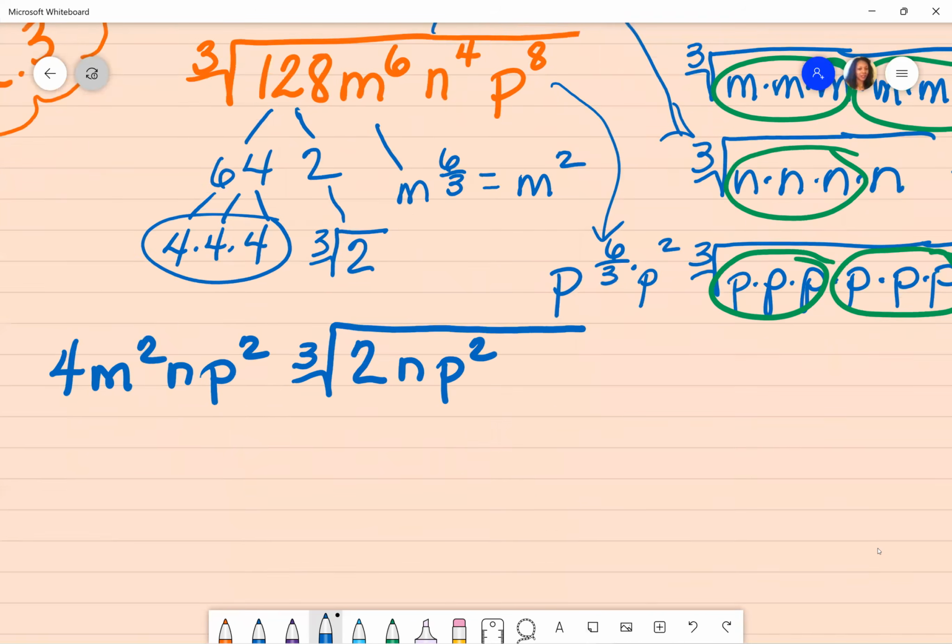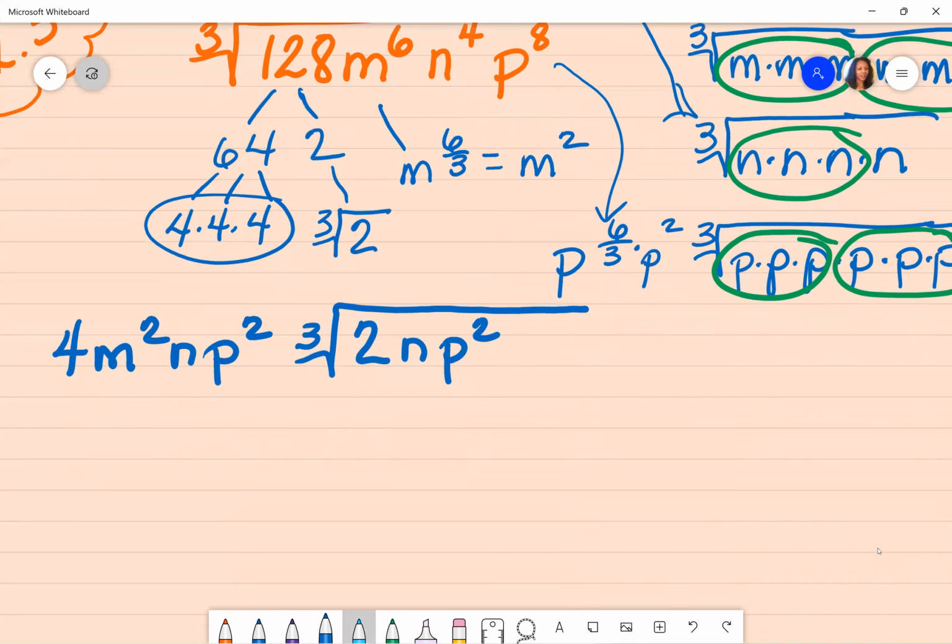In terms of double checking my variables, I had to take m squared and multiply it times itself 3 times. When you take an exponent and raise it to a power, you're multiplying. So that is m to the 6th power. That's what I started off with, so I know I'm on the right track with the m.